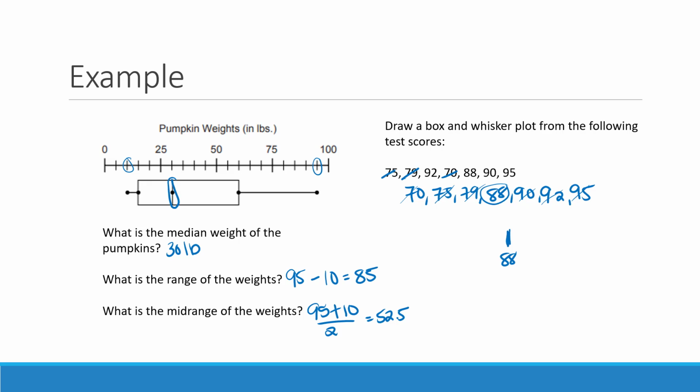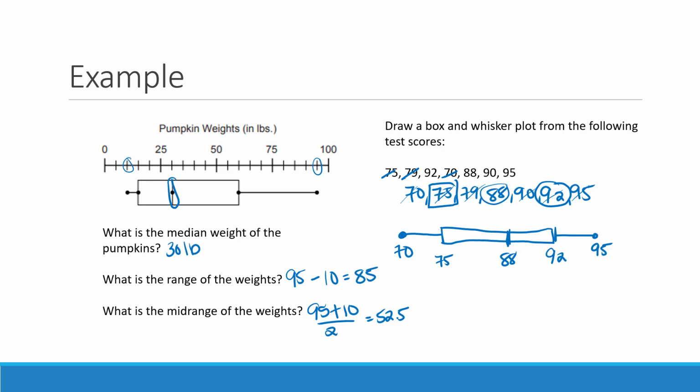My lower quartile is going to be the median of my lower half of my numbers here. So the median of the lower half is going to be 75. So we'll say here's 75 here. My upper quartile is going to be the median of my upper half, which is going to be 92. I know I don't have a number line here, but we're just going to pretend. So here's my box. Woo, that's an ugly box, but we get the point. 95 is going to be my whisker that's out here. My lower whisker is going to be my lowest value, which is going to be 70.